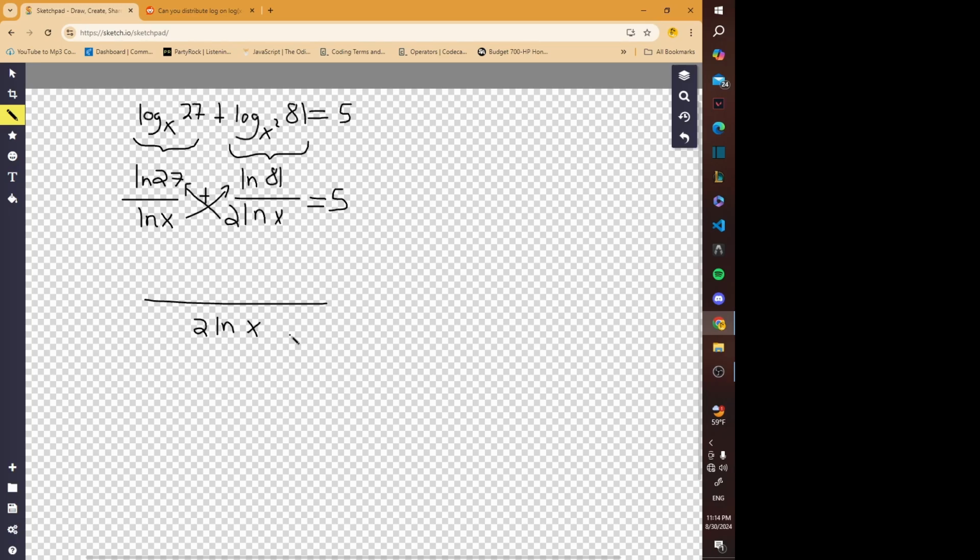And we can switch this to 2 ln 27 plus ln 81. Okay, equal that to 5.